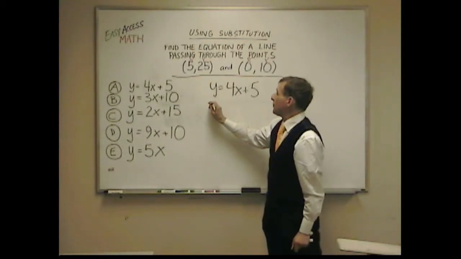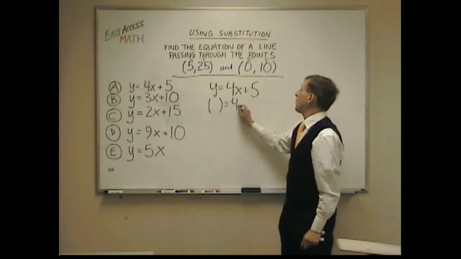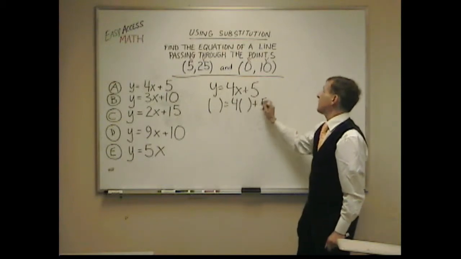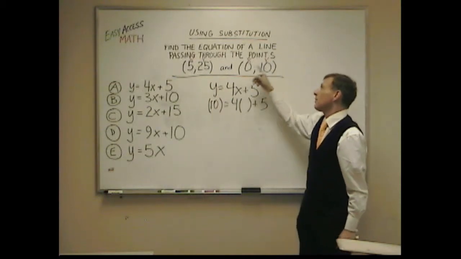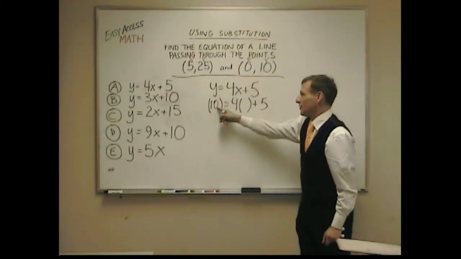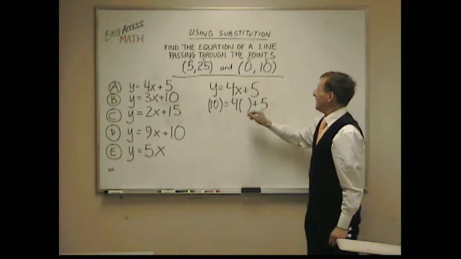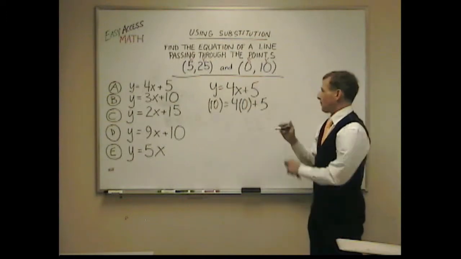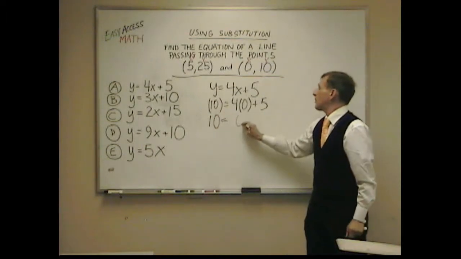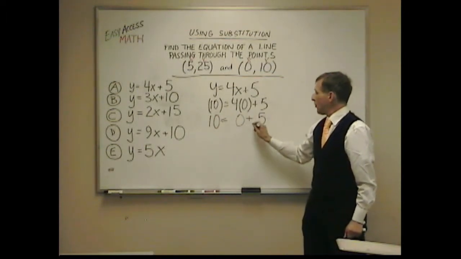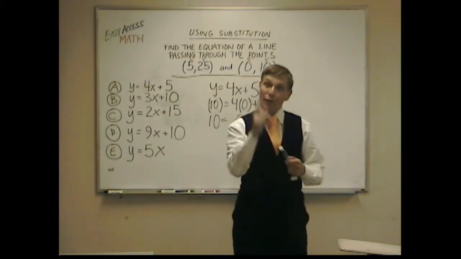And I will substitute now. Equals 4 plus 5, and this time I'm substituting these coordinates, so it's 10 for the y. Remember, y is the one that's first, so be careful what you're plugging in. And 4 times 0 for the x plus 5. Let's see. 10 equals 4 times 0 is 0. Uh-oh, 0 plus 5 is 5. 10 doesn't equal 5.